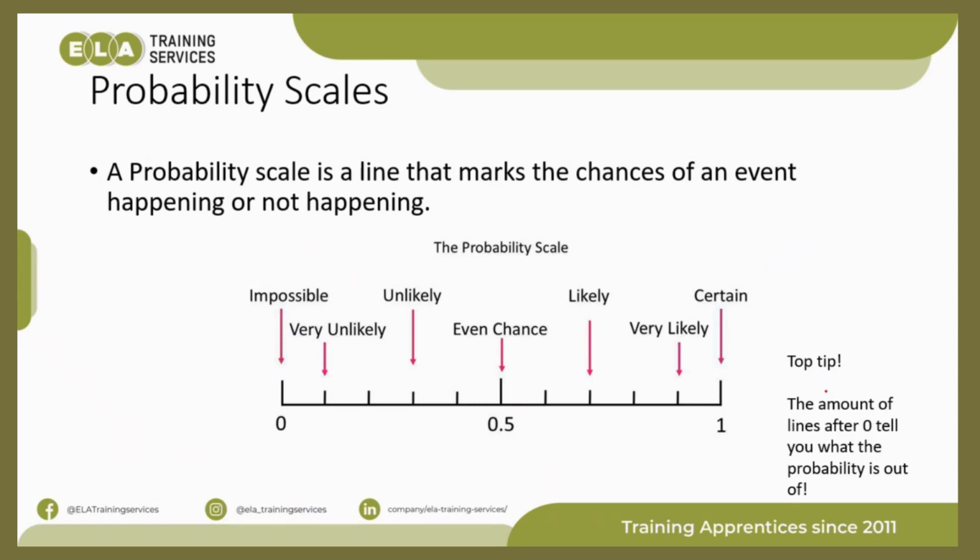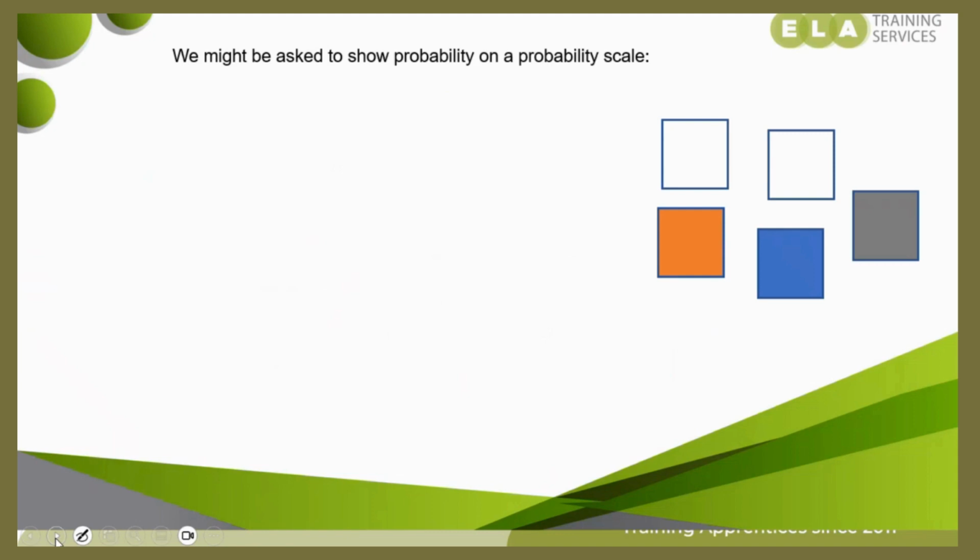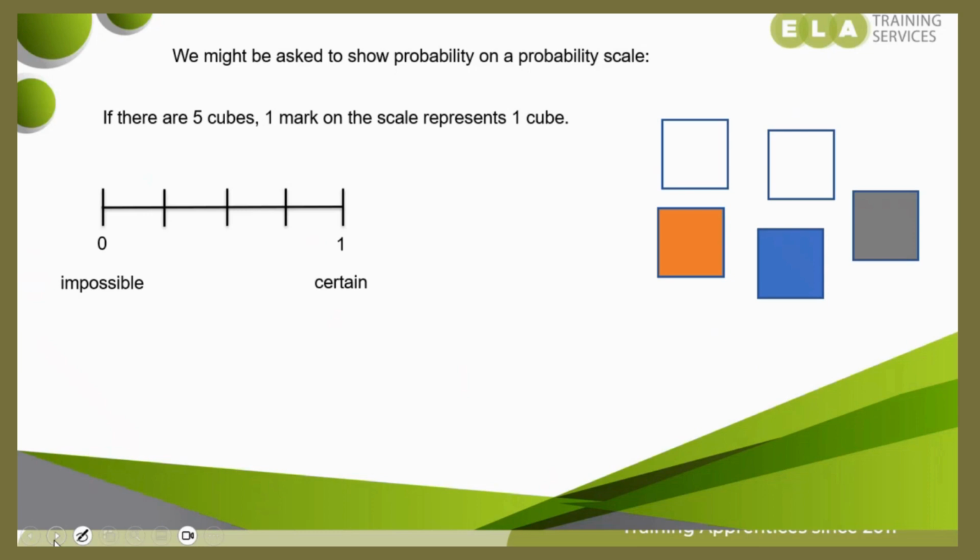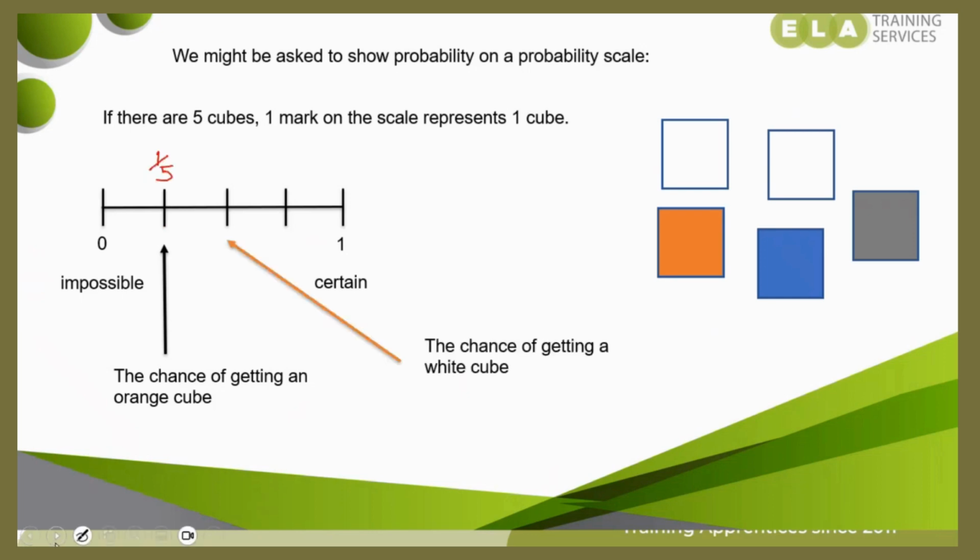So the top tip to remember, the amount of lines after the 0 tells you what the probability is out of. So here, 1, 2, 3, 4, 5, 6, 7, 8, 9, 10. So our probability is out of 10. We might be asked to show probability on a scale. So there are 5 cubes and 1 mark on the scale represents 1 cube. So here each line represents a cube. So we have 5 lines. The chances of getting an orange cube would then fall at 1 out of 5. And the chances of getting a white cube would fall at 2 out of 5.